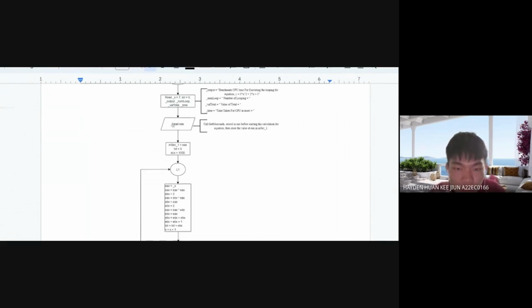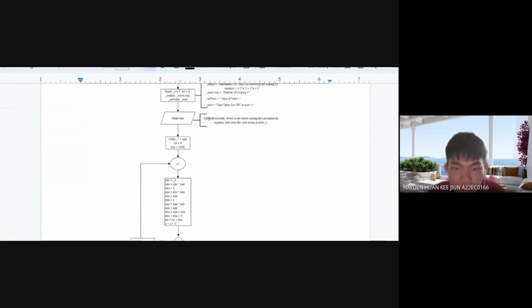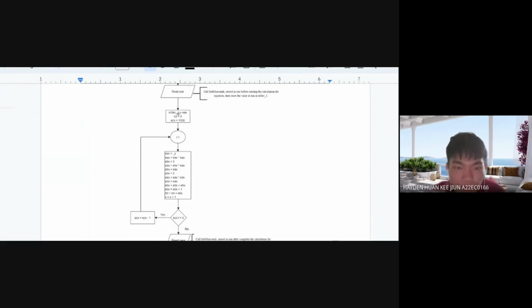Then we read EAX by calling the get mseconds function, storing EAX before starting the calculation for the equation. Then I store the value of EAX in mset1, and total equal to 0. And I set the number of loops, which is 1000 times.